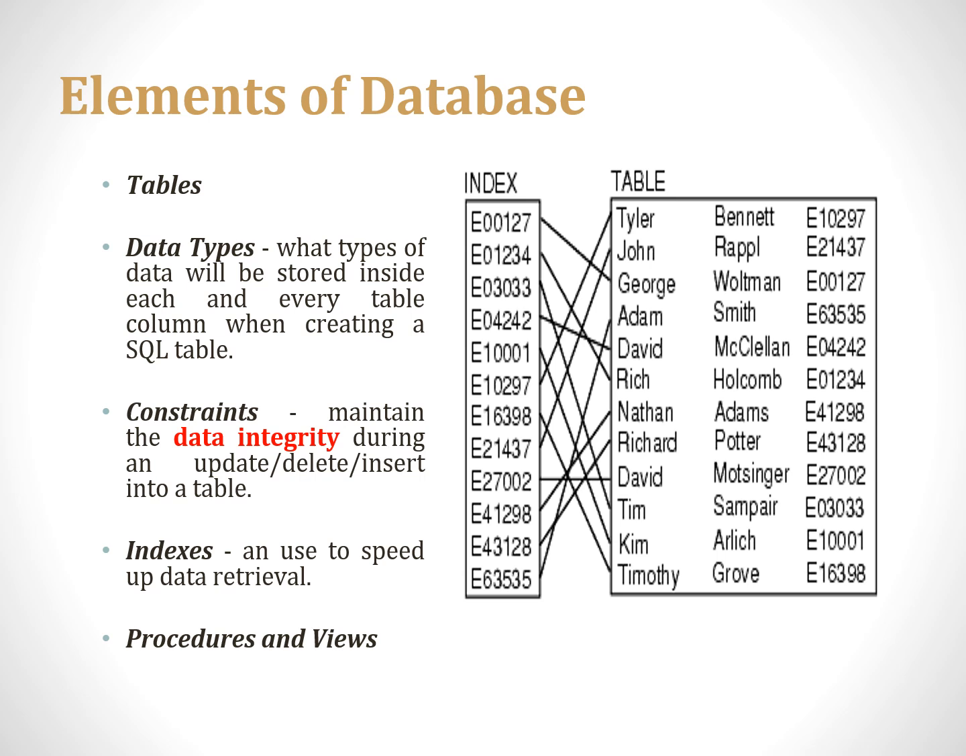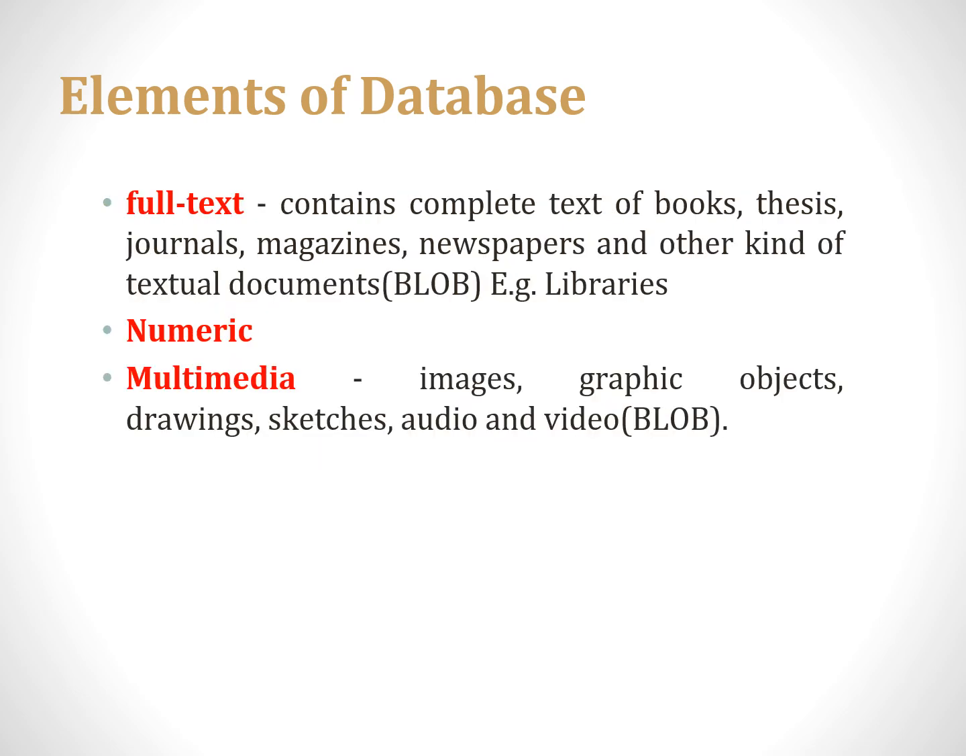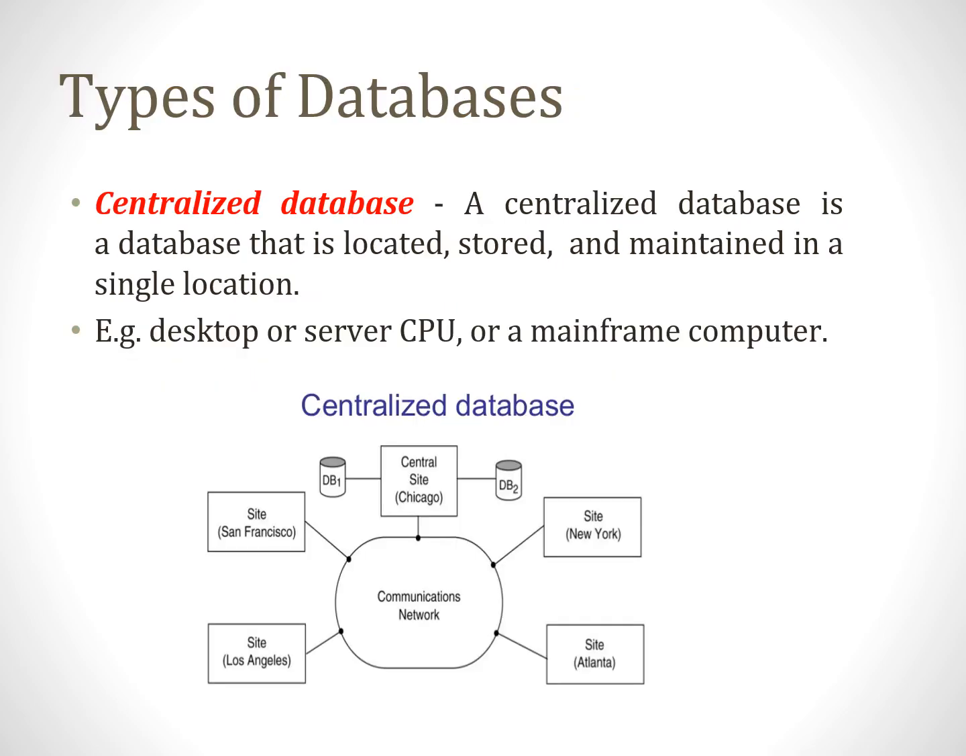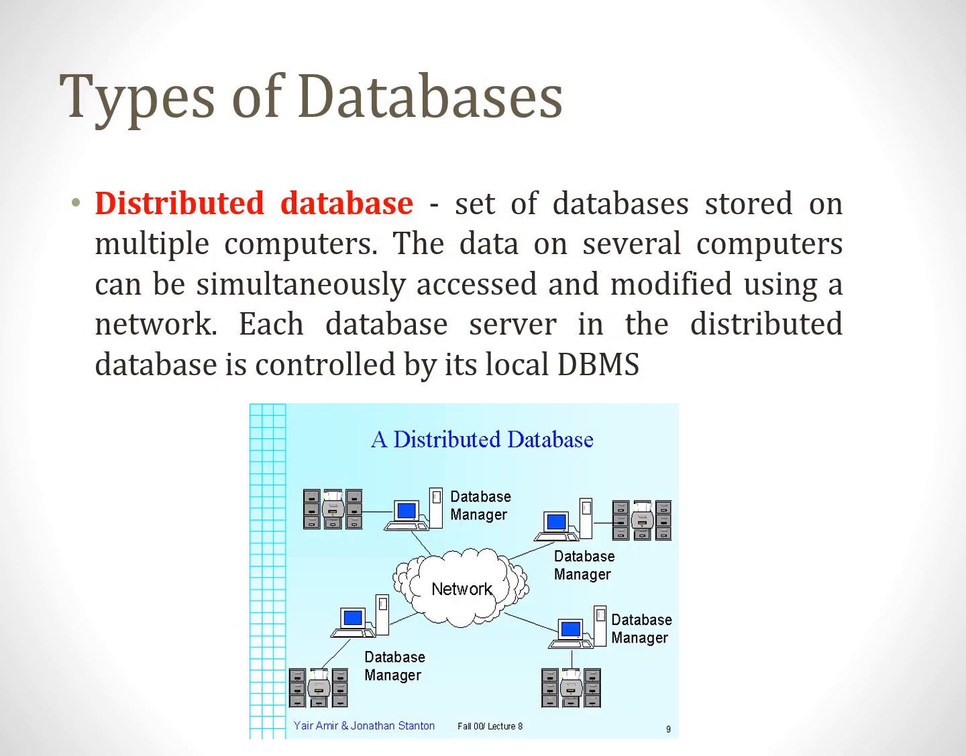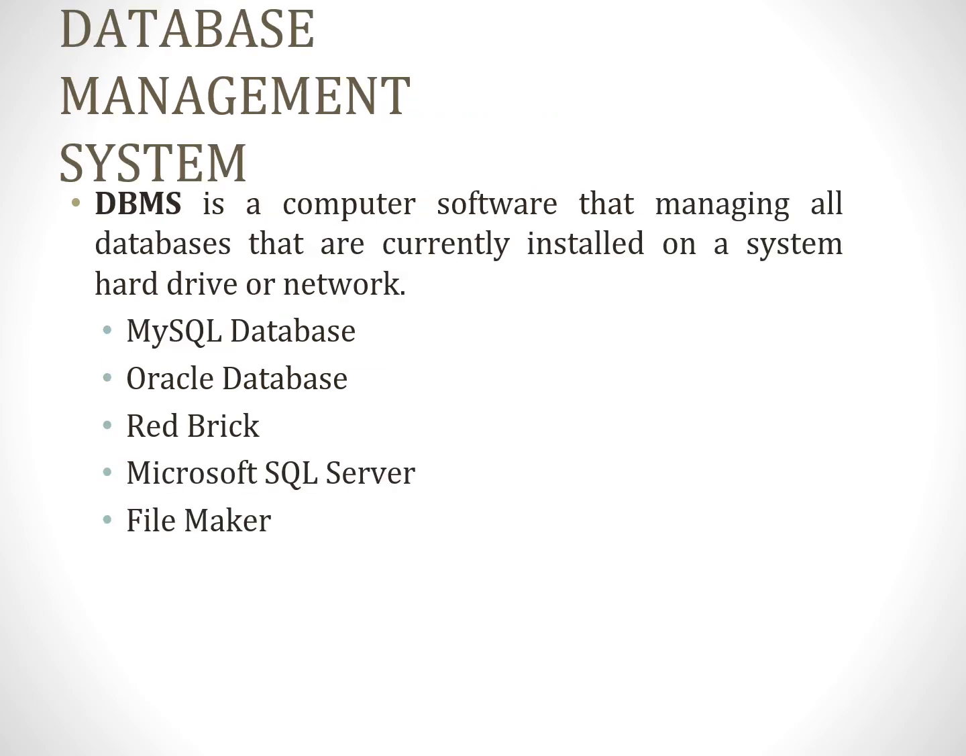Elements of database: tables, data types, constraints, indexes, procedures, and views are the elements of the database. Databases can be classified according to the types of the content and organizational approach. Example: bibliographic, full text, numeric, and multimedia. There are different types of databases. Example: centralized database and distributed database. And there are other types: object-oriented database, operational database, end-user database, commercial database, and personal database.